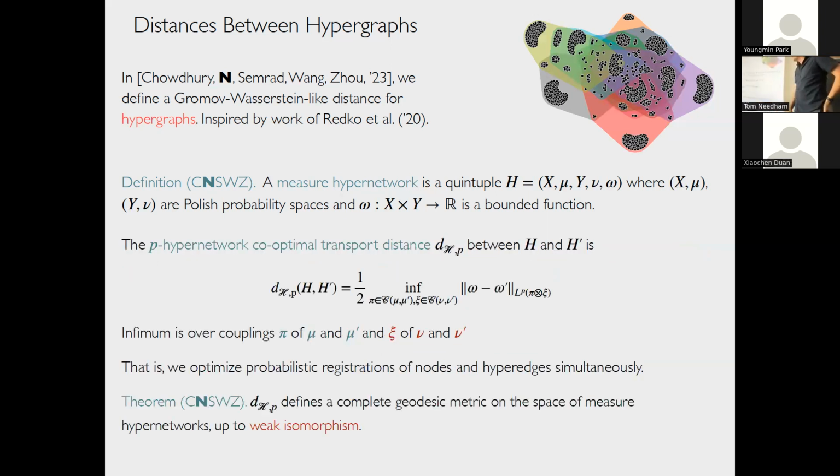Then we generalize Gromov-Wasserstein distance, and I should mention that this is inspired by a paper of Redko et al., who were doing something very similar in a machine learning context, and we just formalized it as a mathematical thing. Basically, it's like Gromov-Wasserstein distance, but now I allow a coupling between nodes and a coupling between hyperedges, but I'm still just doing this LP type comparison of the incidence functions. We show that this defines a complete geodesic metric on the space of measure hypernetworks up to some reasonable equivalence relation.